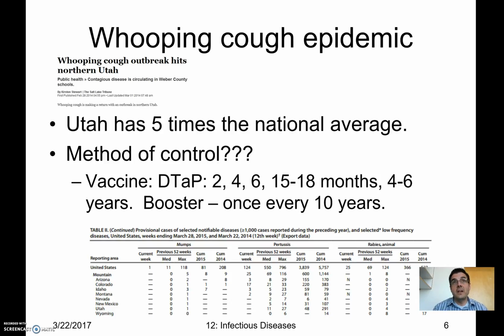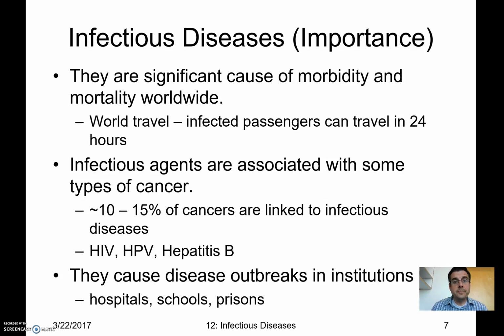Physicians are not recommending it. It's not that they're intentionally not recommending it, it's just not given out because of the ages that people will go in to receive other treatments. But Utah has 5 times the national average of whooping cough, and it's a real concern from the standpoint of when little children are infected and the complications that can come with that infectious disease.